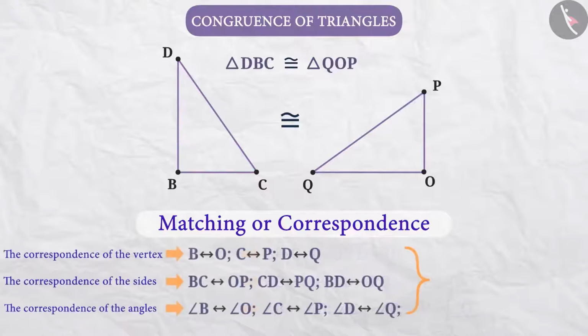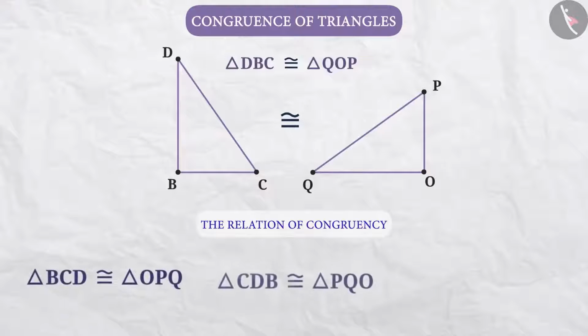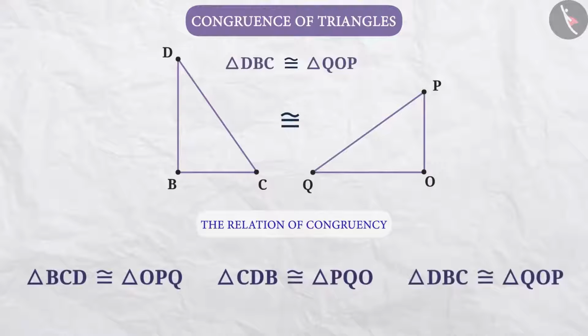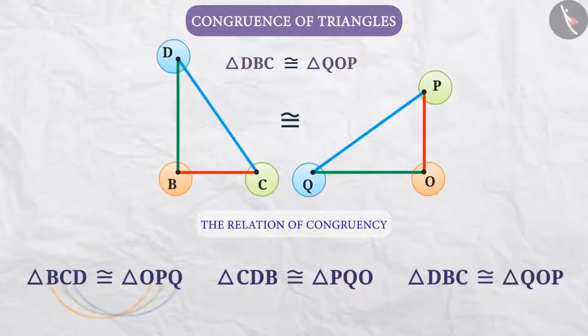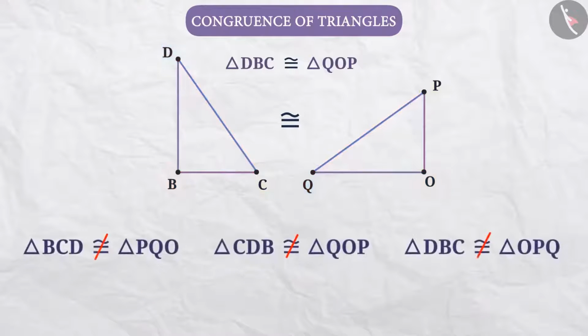We can also show all these in an easy way in this way. BCD corresponds to OPQ. All these correspondences we indicate in short with this sign, congruent or congruency. We take care of matches or correspondence when showing the relation of congruency. Therefore, we can show the congruency of the given triangles in this way. Triangle BCD is congruent to triangle OPQ. Triangle CDB is congruent to triangle PQO. Triangle DBC is congruent to triangle QOP because corresponding parts of triangles are taken into consideration.